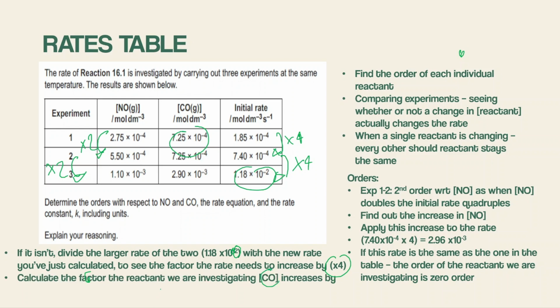So calculate the factor the reactant we are investigating increases by. As you can see here with this circle, the reactant we are investigating is carbon monoxide. Between experiments 2 and 3, the concentration actually increases by 4. And what a coincidence, guys. We needed the initial rate to increase by a factor of 4 to get this, right? And guess what? We've increased it by 4 here. 4, 4, 4, 4. It's not a conspiracy, guys.